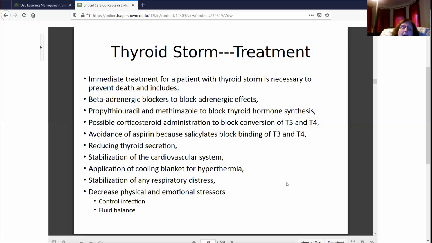So if you're doing the prior, we're talking about possible corticosteroid administration to block the conversion of T3 and T4, you do not want to take aspirin because it blocks that binding, okay? Reducing thyroid secretion, stabilization of cardiovascular system, application of cooling blankets for hyperthermia, stabilization of respiratory distress, decrease physical and emotional stressors, which control infection and fluid balance.